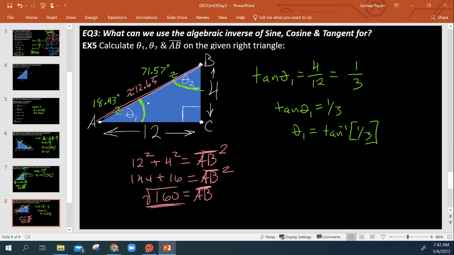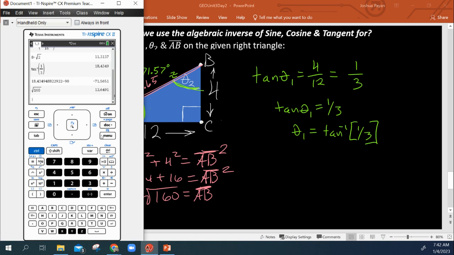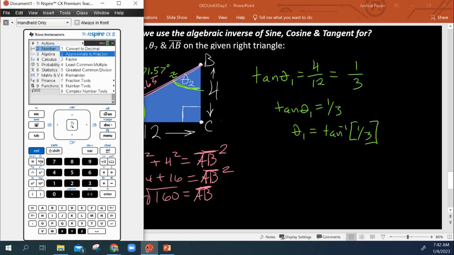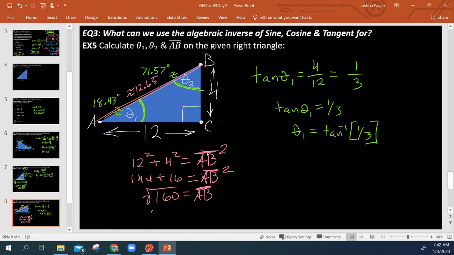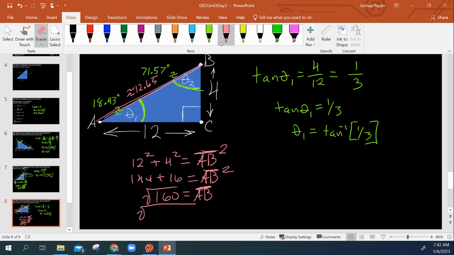Now, we could simplify this radical. Okay, so we can say that this is, let me think, 40 times 4. Well, let's just use the tools that we've got. So if I hit menu, number, factor, 160. So we have 2 to the 4th power times 10. So 2 to the 4th power times 10, right? And let me show you what it is I'm doing.